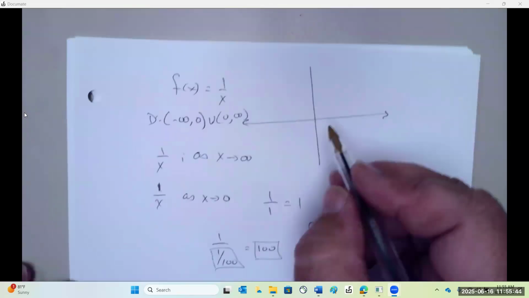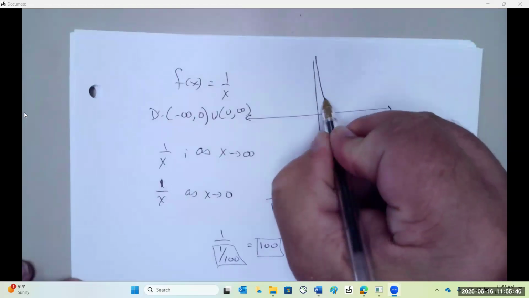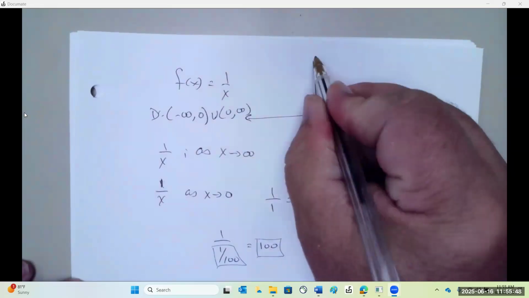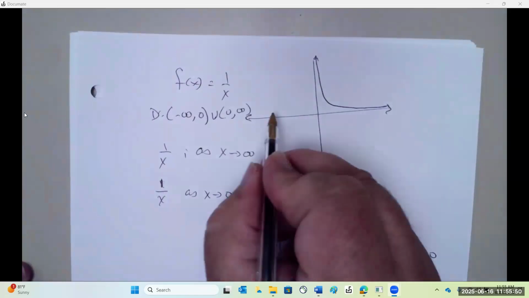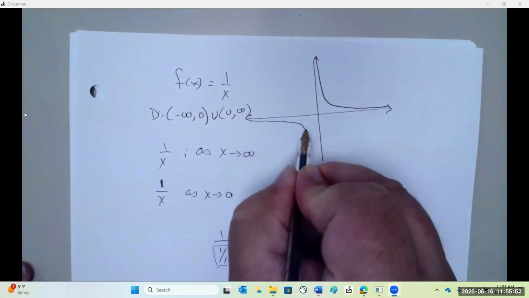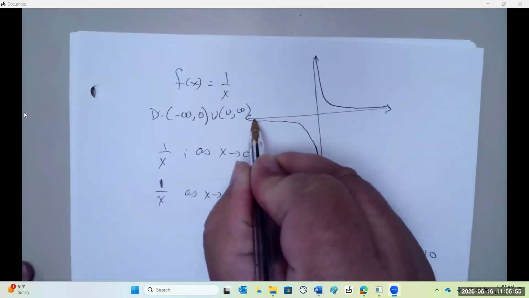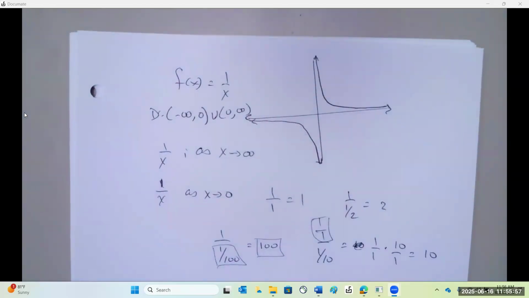So here's what the graph looks like. And then if it's negative, then it's on this side. That's the graph of the rational function. Is it a continuous function? Yes, it is.